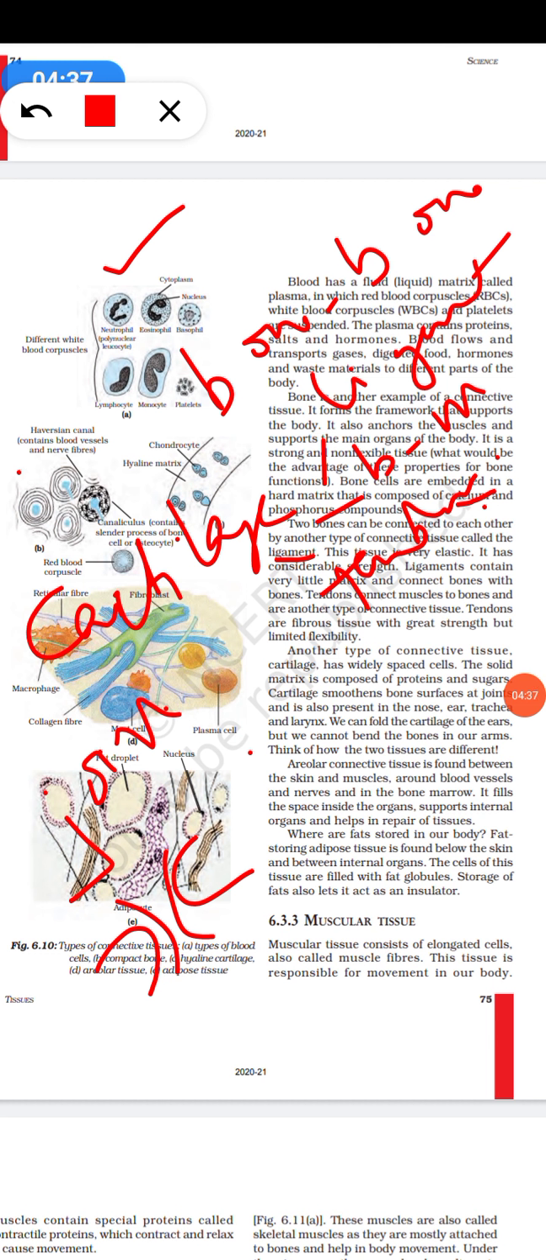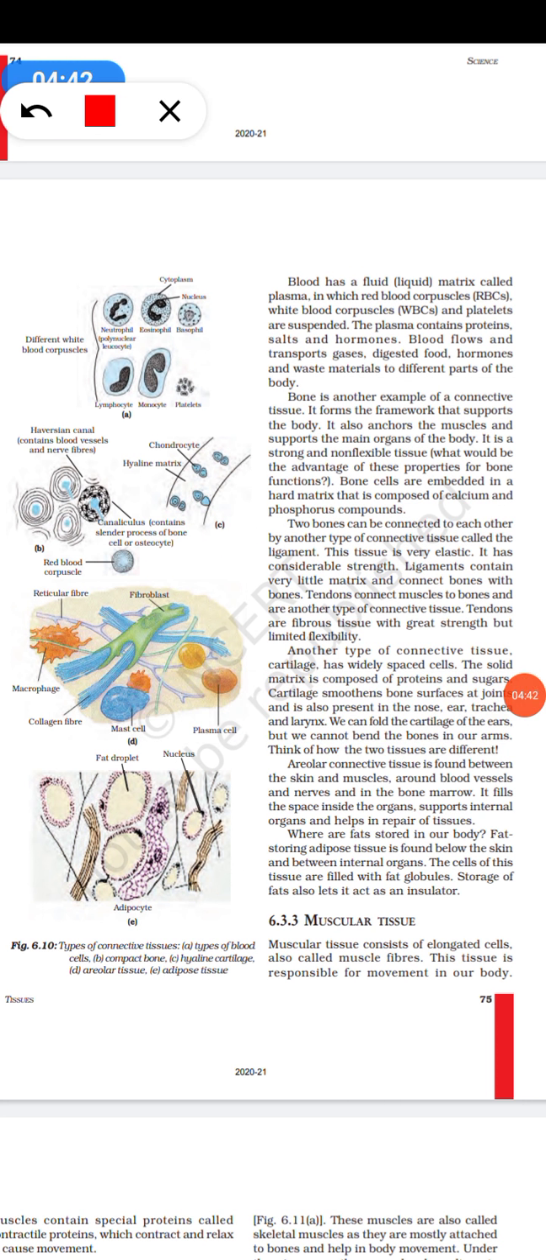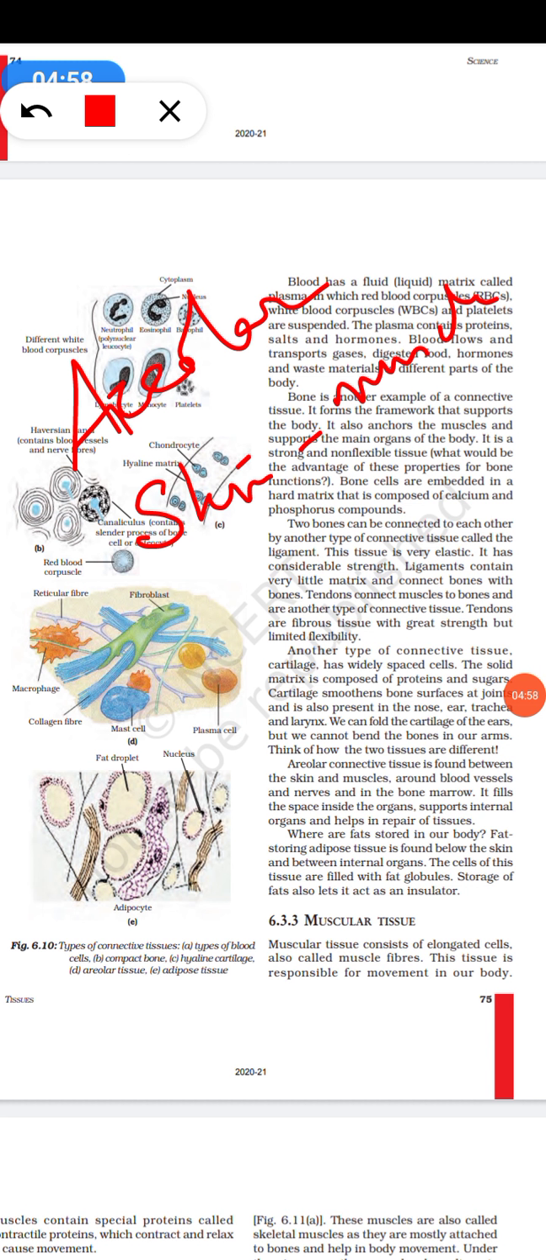Another kind of connective tissue that we have is the areolar connective tissue. So what is areolar connective tissue? It is found between skin and muscles, around blood vessels and nerves, and in bone marrow. It fills the spaces inside the organs, supports internal organs and helps in the repair of tissues. So these are the various connective tissues.